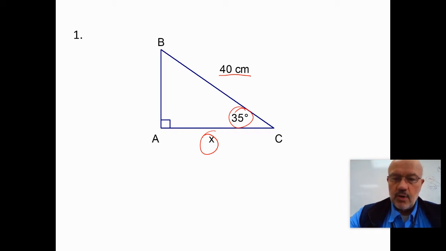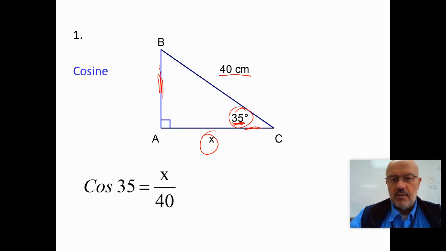And so we look at where the angle is, and we see that the side across from it here is not a part of our 3 pieces of information. The one that is adjacent to it is, and remember that that's cosine. So let's take a look at how we would set that up. We're going to do the cosine of 35 equals x over 40, adjacent over hypotenuse.